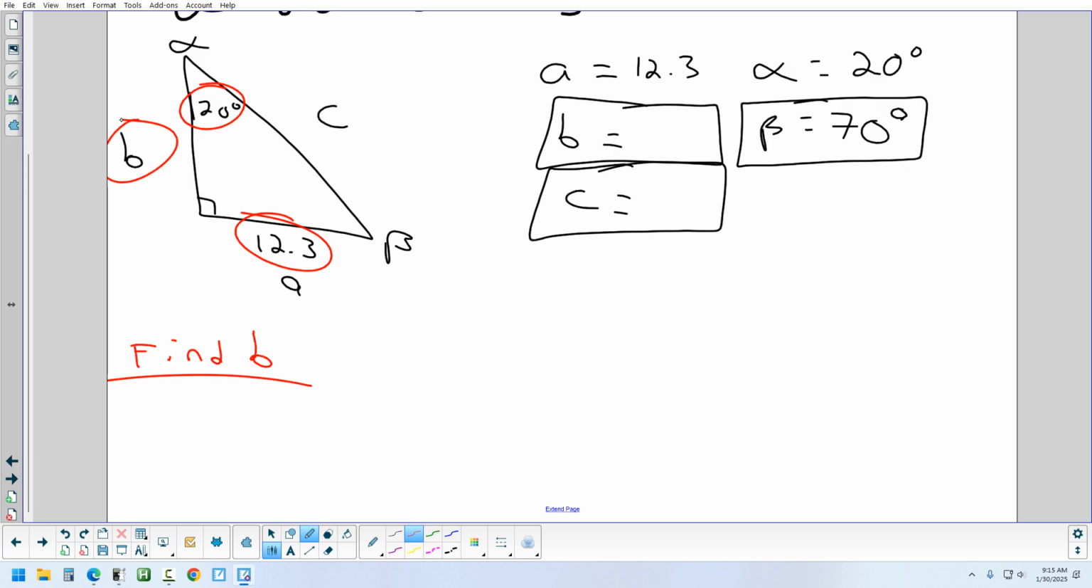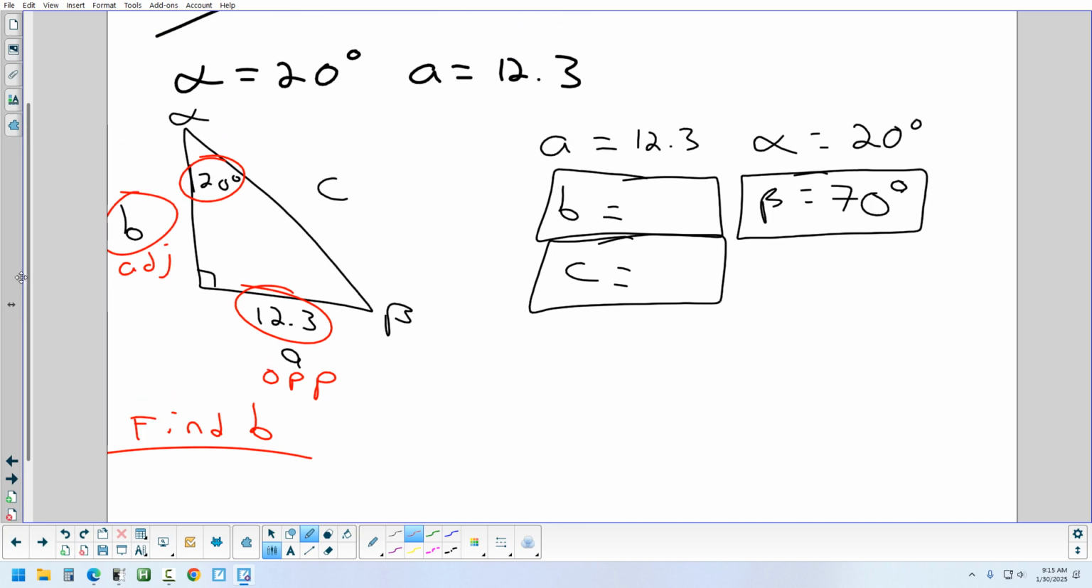What is the position of side A relative to the 20? It's the opposite. How about the position of side B? That's the adjacent. And the position of side C would be? Yeah, the hypotenuse. Okay. So which trig function am I going to need if I want to solve for B and I know A? Yep. Tangent.